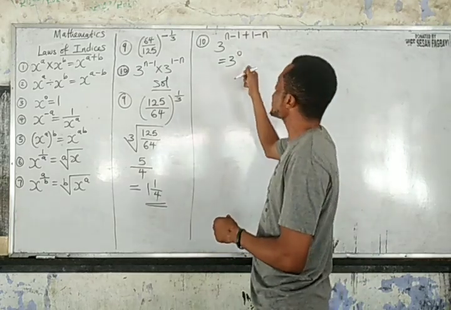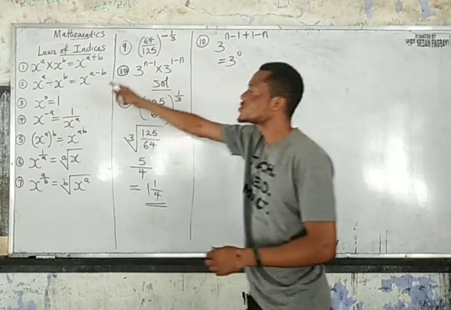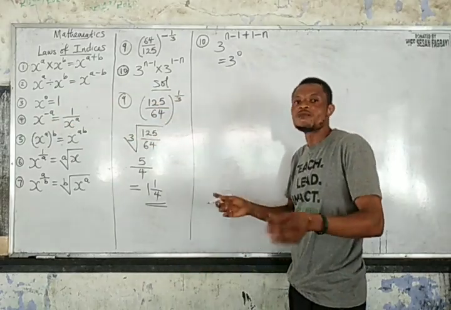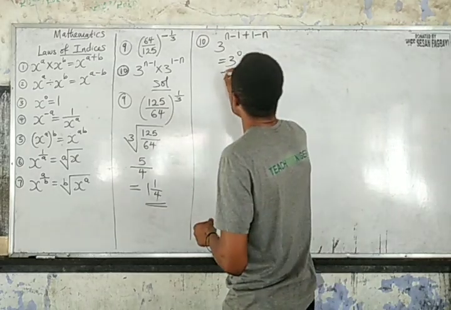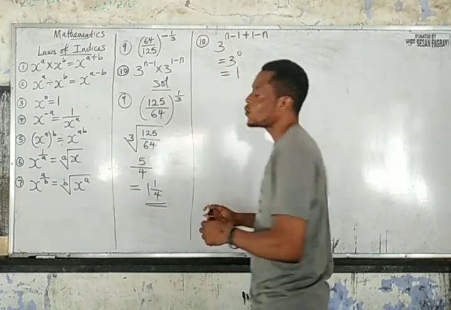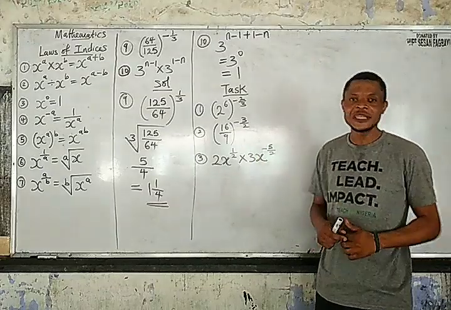And if you have not forgotten, we have the third law of indices: x raised to power 0 will be 1. Moreover, anything raised to power 0 will result to 1. So our answer here is going to be 1. Easy. That will be all on the intermediate level.